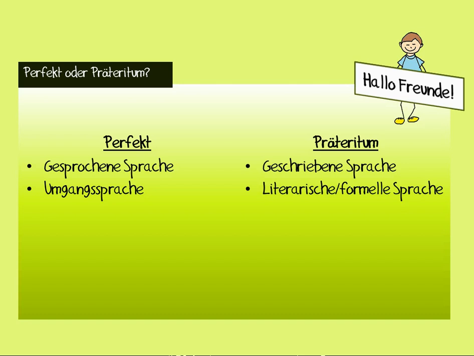Also, fairy tales are written in the past. They fall into the literary form here. You already know that. We use it for haben and sein, and we use it for Modalverben. Okay, so let's take a look at what the other verbs, other than haben, sein, and the modals, look like in the preterite.